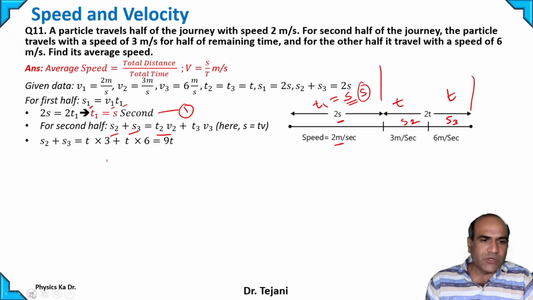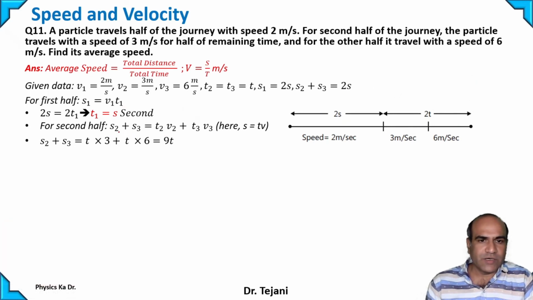So put the values here. S2 plus S3, the total distance we know, that is S. V2 is 3 meters per second.